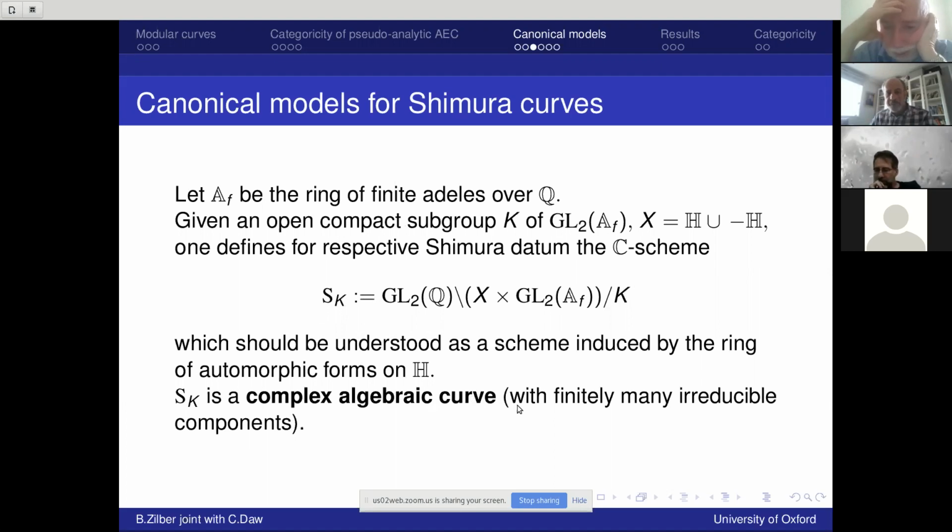But we should be aware that what you have here is a complex algebraic curve, but generally it is a reducible curve. It splits into finitely many irreducible components, Zariski irreducible components.